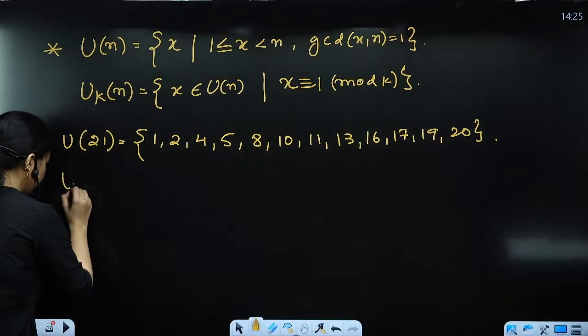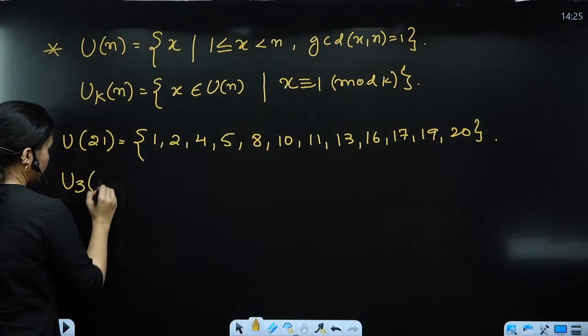So now if I take an example, let's say U3(21), right?